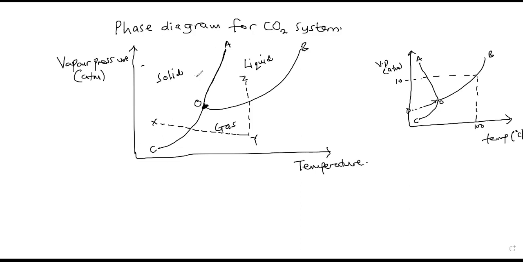the melting point of solid carbon dioxide increases with an increase in pressure. If it slopes away from the pressure axis, then an increase in vapor pressure increases the melting point of solid carbon dioxide.